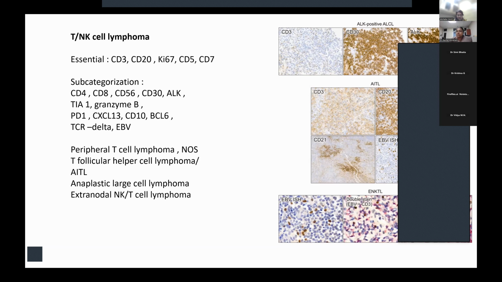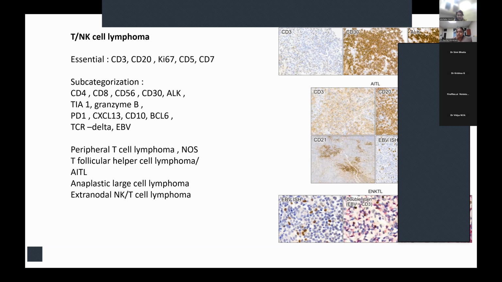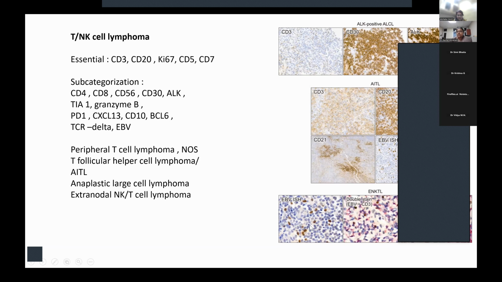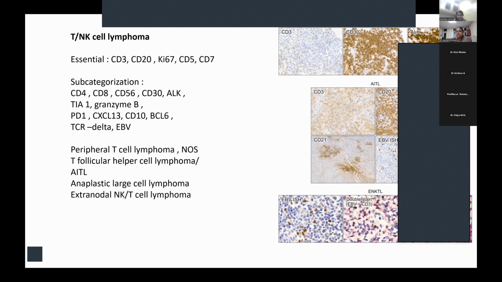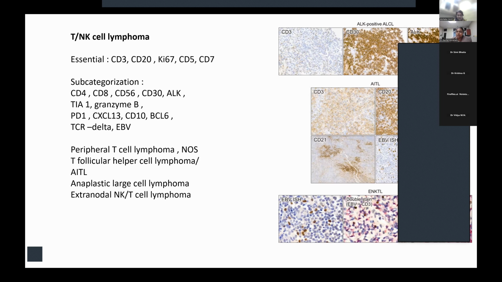So next, this is a case of angioimmunoblastic T cell lymphoma, where you have a mixed pattern of CD3 and CD20 proliferation, along with hyperplastic follicular dendritic cell network, and the background showing a few scattered EBV positive cells. This is an example of an extranodal NK/T cell lymphoma. Here in these lymphomas, the tumor cells themselves are positive for EBV, and they are of T lineage, that is CD3 will be positive and CD79 will be negative.